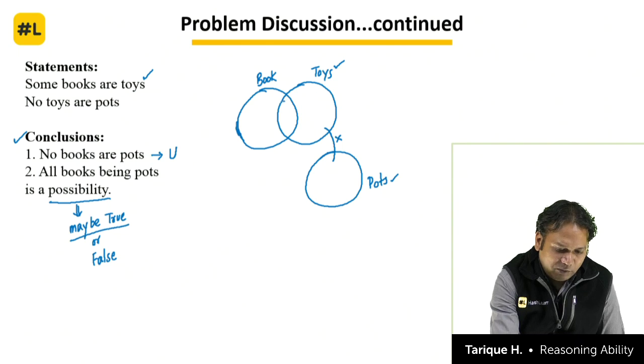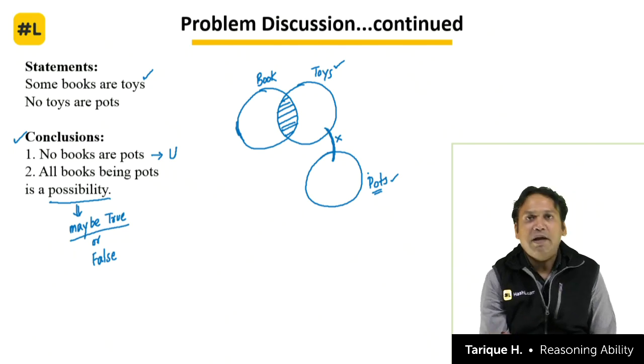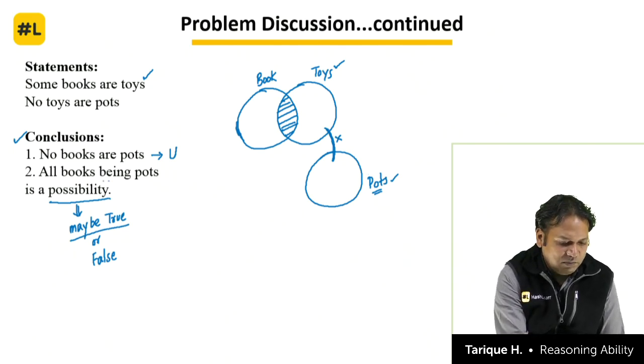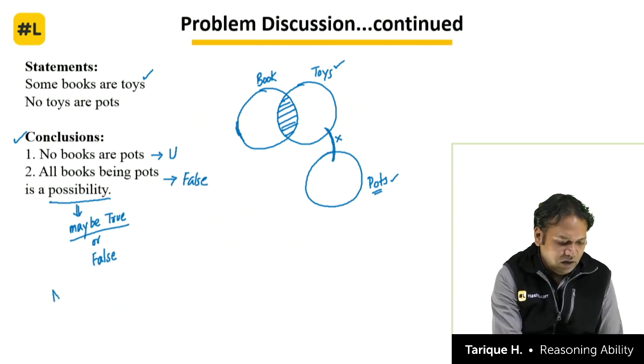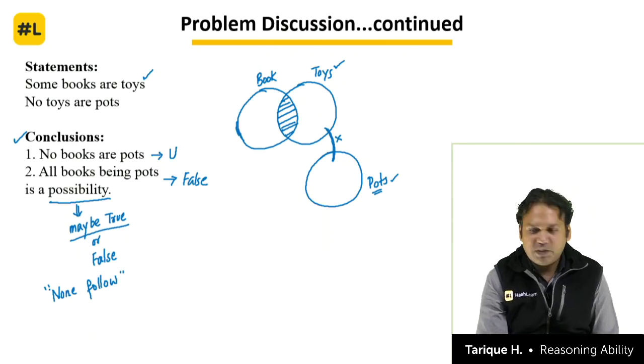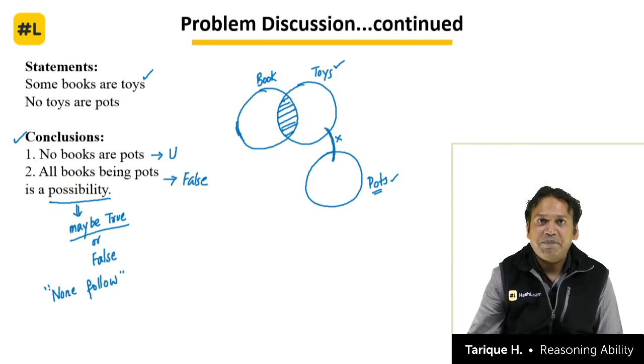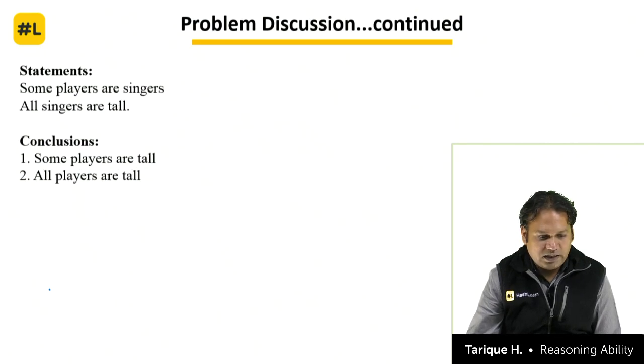You understand, there is some part of books is definitely overlapping with toys, and this part of books that overlap with toys can never overlap with the circle of pots, because no toys are pots. That means all books being pots is a possibility is not true, it is false. The first conclusion is uncertain, second conclusion is false, so none follow. What will be the answer? None follow. None of the conclusions follow logically, right? That is how we get the answer for this particular question. None follow. Clear? Now we will go to the next slide.